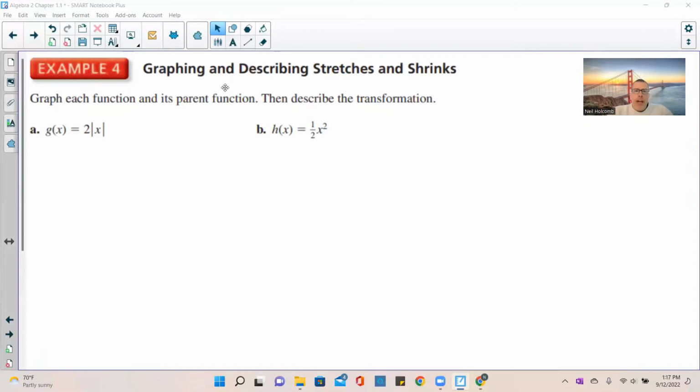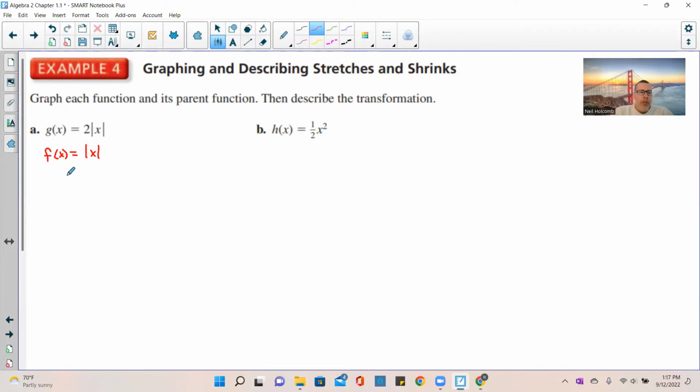Okay, example 4 says graphing and describing stretches and shrinks. Graph each function and its parent function, then describe the transformation. The transformation of g of x equals 2 times the absolute value of x. These brackets mean absolute value function. So the parent function, let's call it f of x, would simply be the absolute value of x. The only thing happening here is we're multiplying it by 2 after.